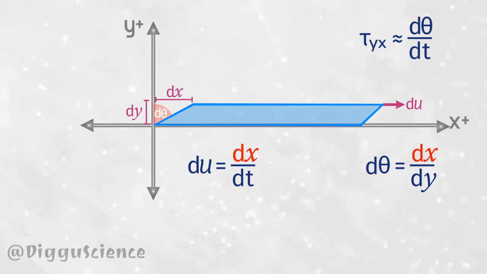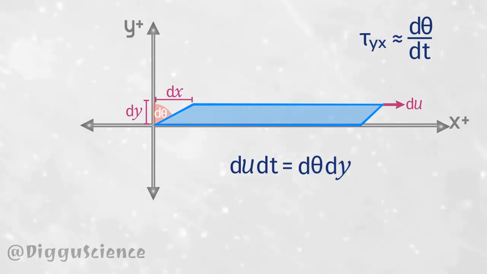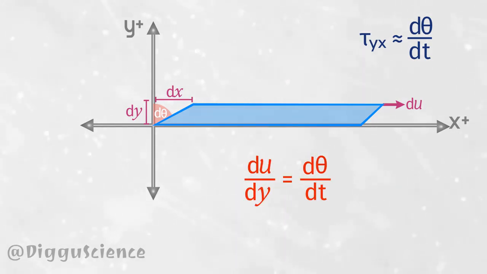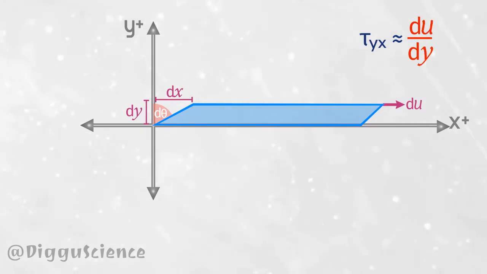Both values of dx are the same physical quantity. We can compare the two equations for dx. Du times dt is equal to d theta times dy. From here, d theta/dt is equal to du/dy. Now, we can use the value of du/dy instead of d theta/dt in the previous equation. Tau yx is proportional to du/dy.